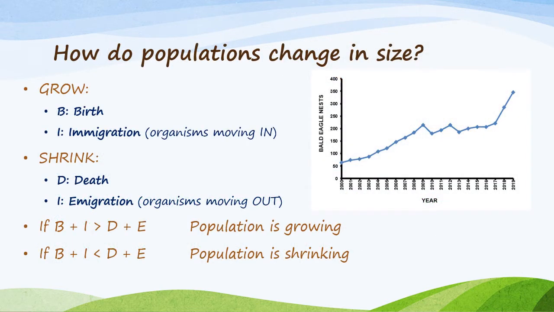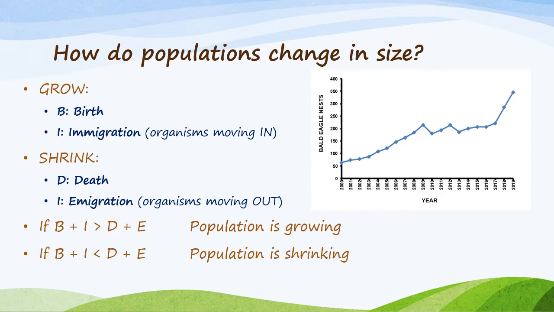So how do populations change in size? Populations grow when births and immigration, organisms moving in, play a role. When populations shrink, you have a lot of deaths or emigration, organisms moving out. If births and immigration are greater than deaths and emigration, your population is growing. If your births and immigration are less than your deaths and emigration, your population is shrinking.